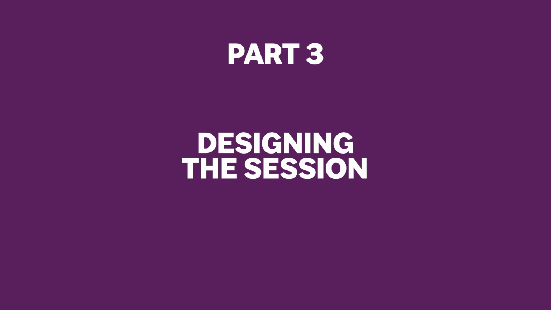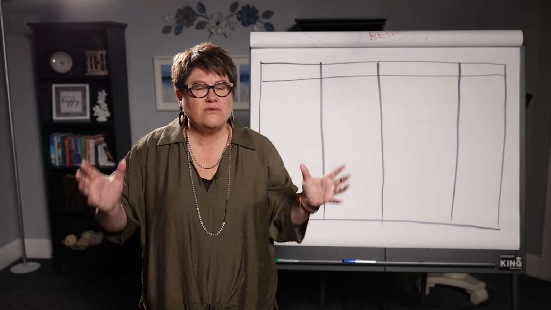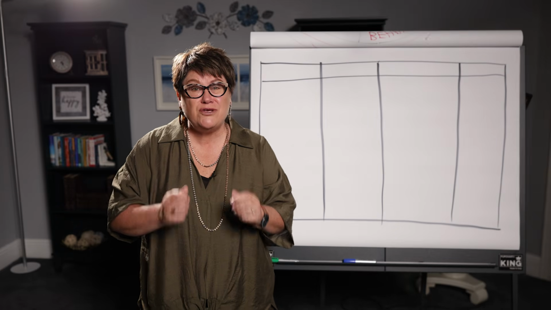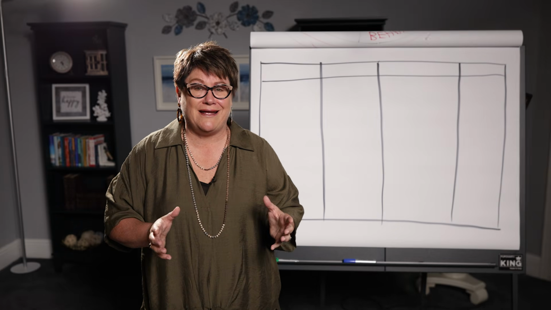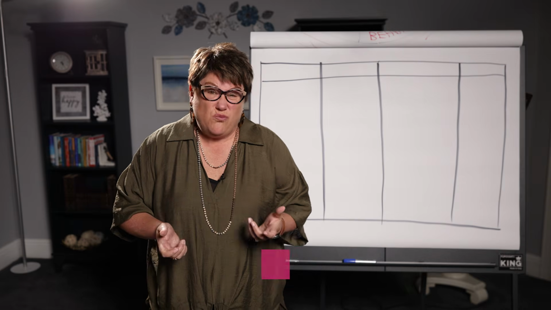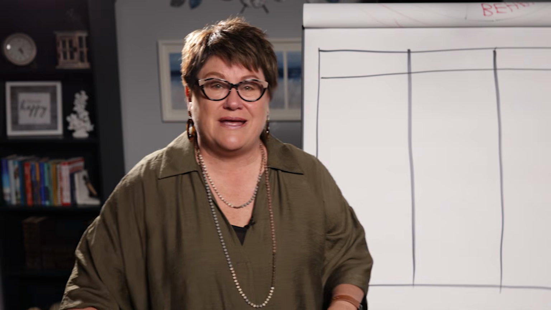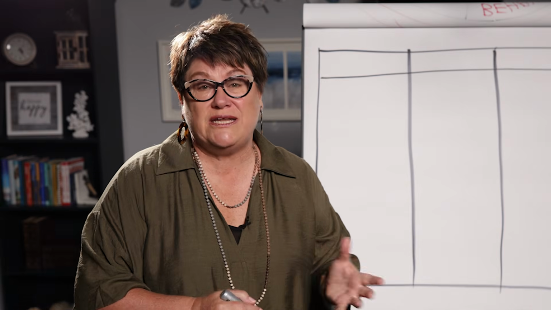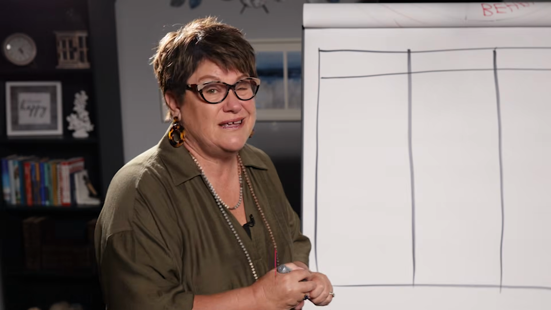Part 3 is when you get into designing how you will achieve all of that. And there's a whole ton of ways you can do it, but I use a very simple template, which I call the what, which, when template. And it works like this. The first step is to map out your mini objectives from your wheel of what's. That's your what's.